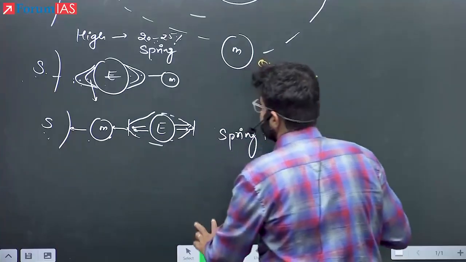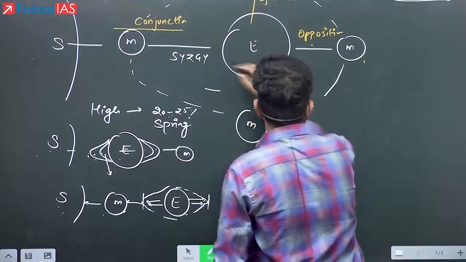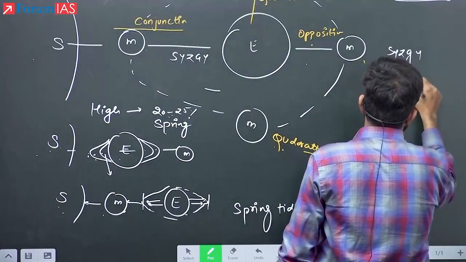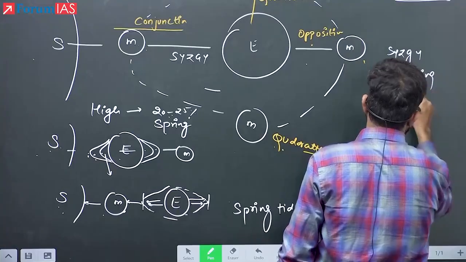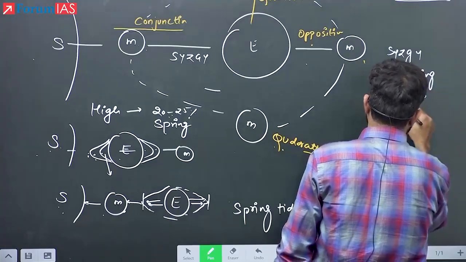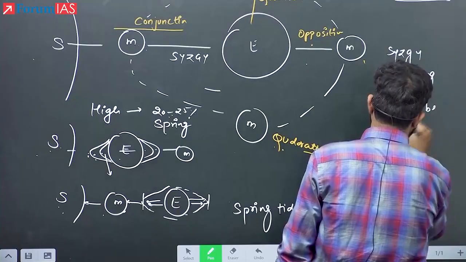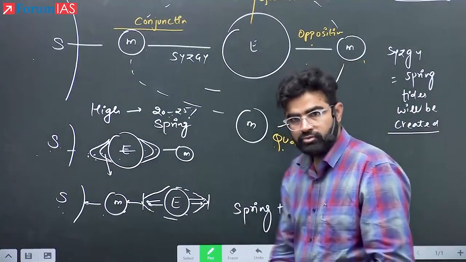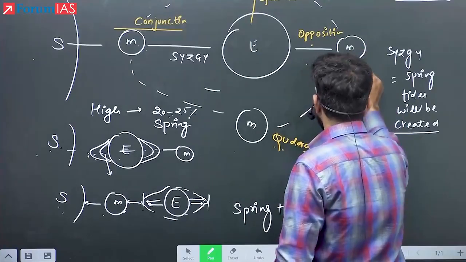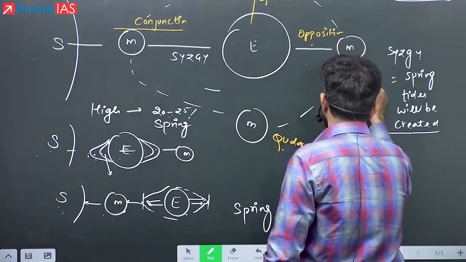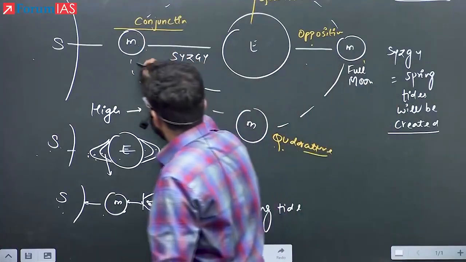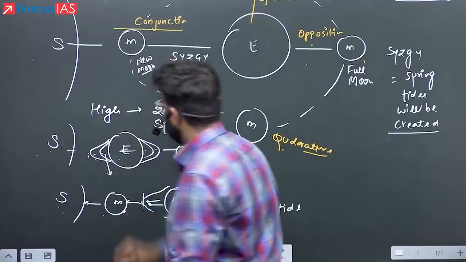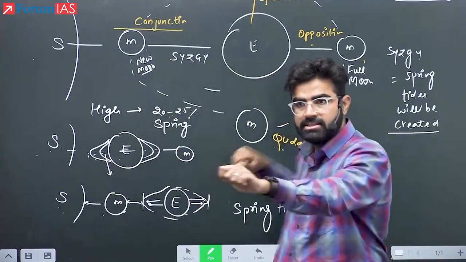So please remember in this diagram, see here, the Syzygy position means spring tides will be created, and this is your full moon position. Here you can see the full moon, and this is your new moon condition. Can I say on the new moon and full moon, the condition would be the Syzygy positions?